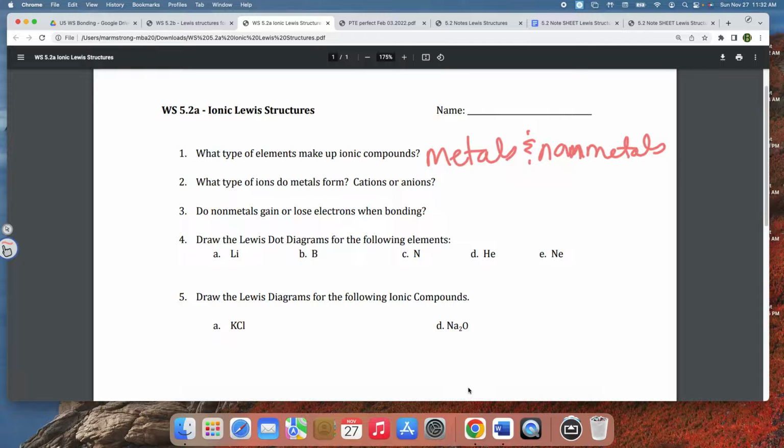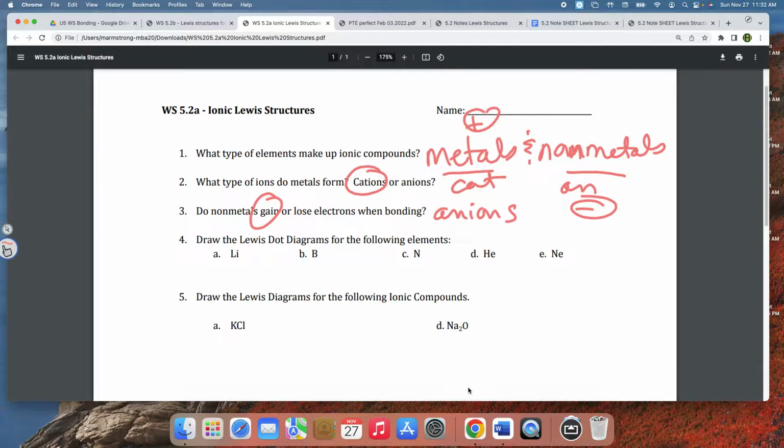What type of ions do metals form? Metals always form cations, and nonmetals gain electrons to form anions. So when you write your ionic compound, it's always the metal and the nonmetal, which is really a cation and an anion. Cations are positive, anions are negative.